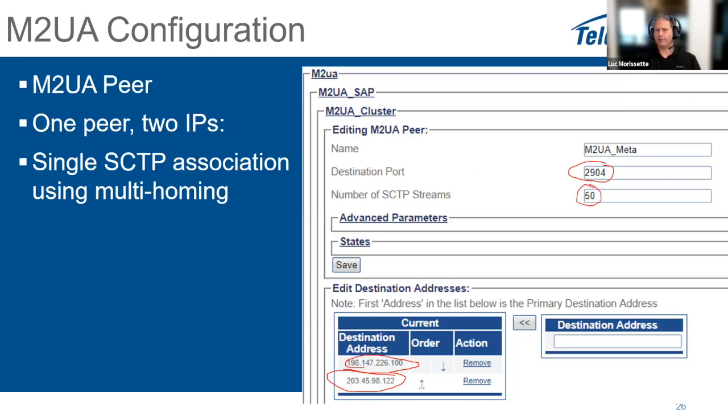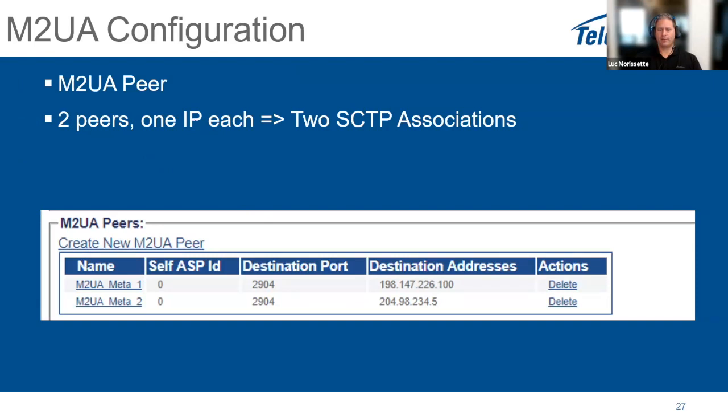Here you have also number of SCTP streams. It is like the default value, but it's negotiated when the M2UA link comes up, how many streams will be presented. So when you have more than one IP, it's a single SCTP association with multi-homing. It's also possible that you have two independent M2UA peers, one here, which could have a different port, a different destination IP. This creates really two SCTP associations, and both of them will be able to communicate.